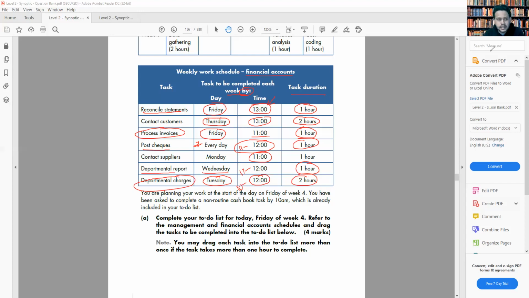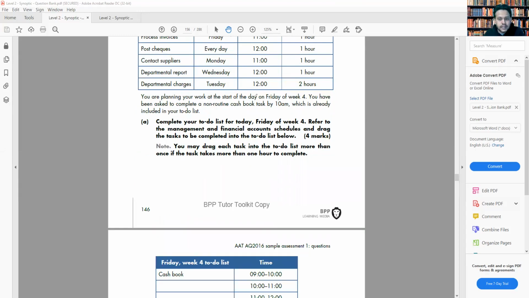Now I need to know what is the question here. So let's have a look. What is the question here? So you are planning your work at the start of the day on Friday. Okay, so they said for Friday, specific for the Friday. All right. Of week 4, week number 4. So you're only looking for week number 4.